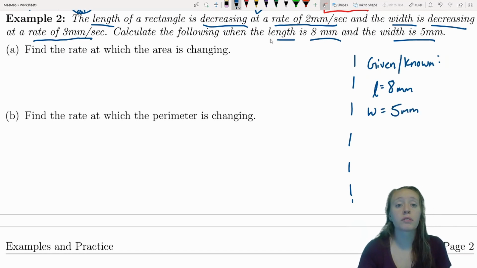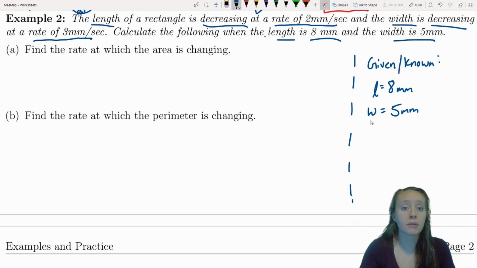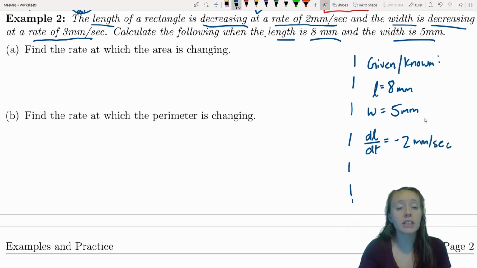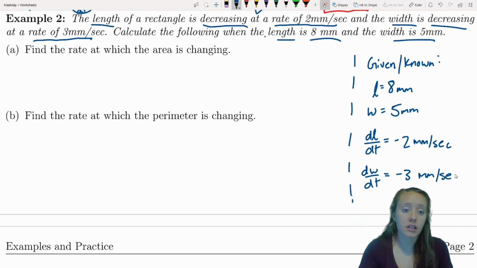And then I also know the rate at which the length and width change. My dL/dt is decreasing at a rate, so the length is decreasing at a rate of 2 millimeters per second. So my dL/dt, decreasing, meaning negative 2 millimeters per second, and my width is also decreasing at a rate of 3 millimeters per second. So that's going to be my dW/dt is a negative 3 millimeters per second.